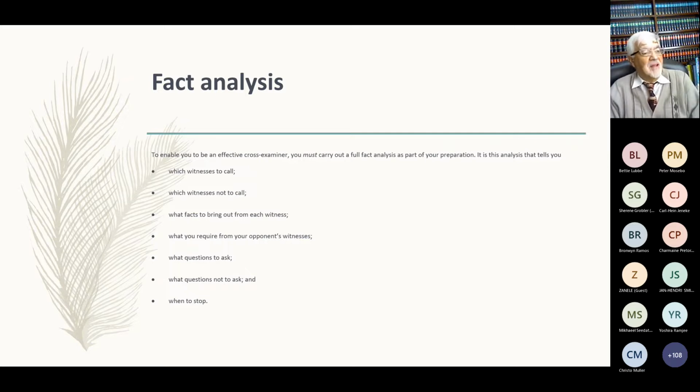Okay. Now, to enable you to effectively cross-examine, you must carry out a full fact analysis. If you do a fact analysis, it prepares you for the following. You will know which witnesses to call. You will know which witnesses not to call. Now, just get this straight. The test for calling a witness is not availability. The fact that you have witnesses available doesn't mean you must call them. It's your analysis that will tell you which witnesses are relevant and which witnesses are not.